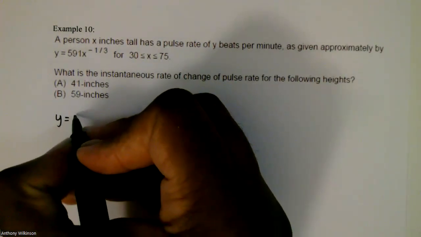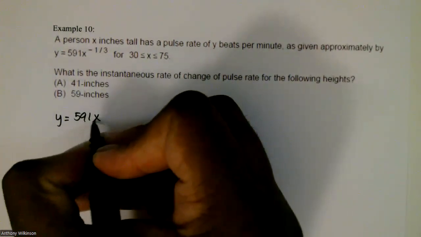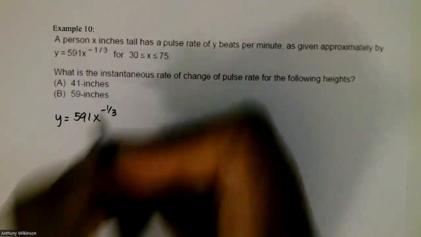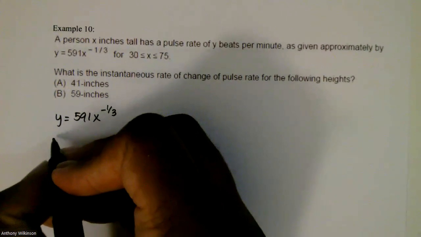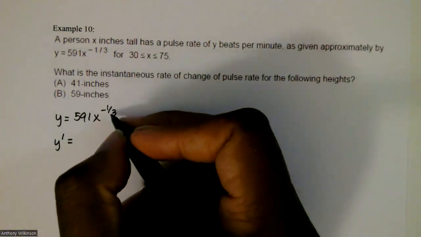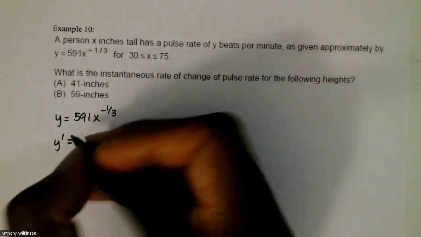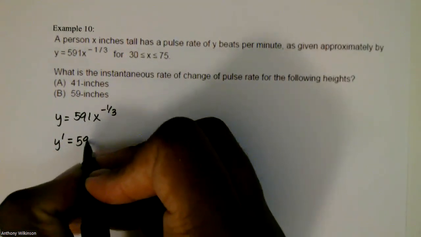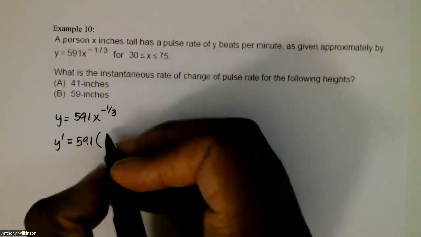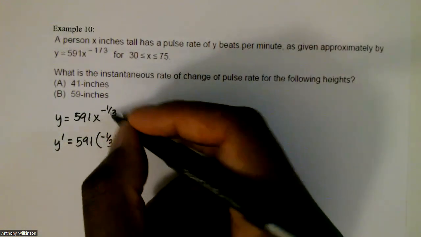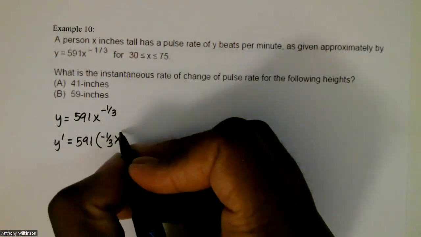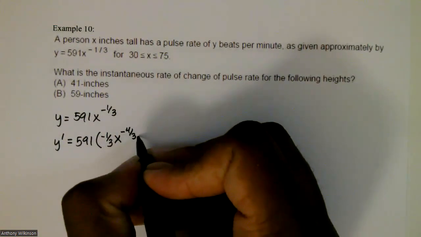So here we have y equals 591 x to the negative 1/3. Now let's take its derivative, which is going to be y prime. Here we bring this exponent of negative 1/3 down. Let me write it out. Bring down the 591 and then the exponent of negative 1/3. Copy the x over to the negative 1/3 minus 1 power. That's going to be negative 4/3.